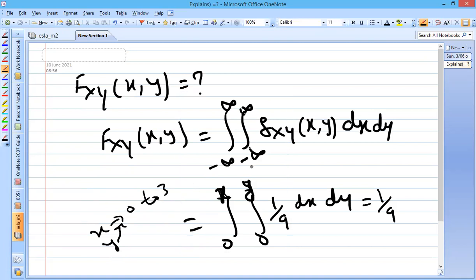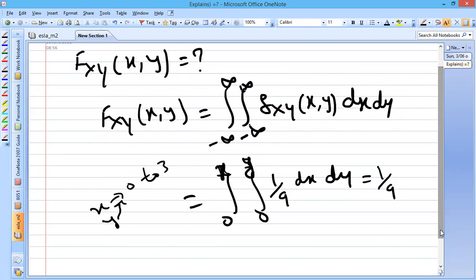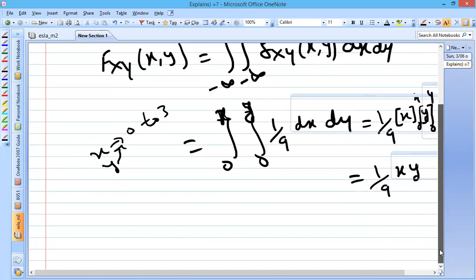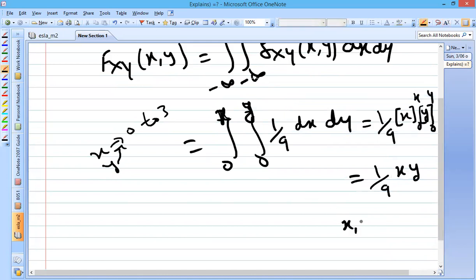As per the 1 by 9 is a constant that you have taken outside. Integration of 1 with respect to x is x with the limit 0 to x, and 1 with respect to y is y with the limit 0 to y. So substituting that, we'll be getting 1 by 9 into xy, where x and y are lying between 0 to 3. So that statement you need to make here. So here at the last, you have to show that x and y are lying between 0 to 3.